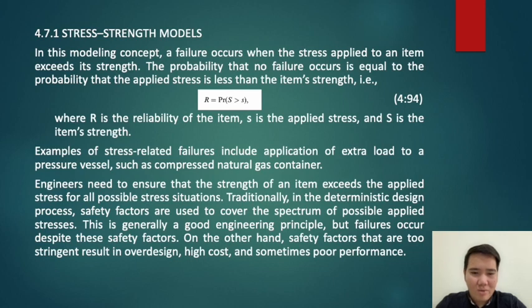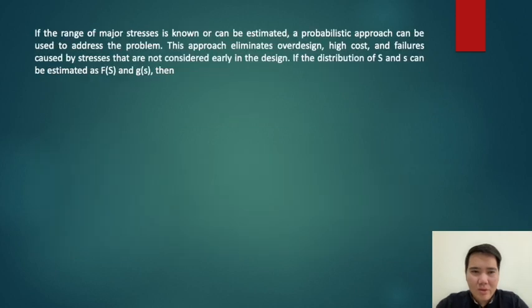Traditionally, in the deterministic design process, safety factors are used to cover the spectrum of the possible applied stresses. This is generally a good engineering principle, but failures occur despite these safety factors. On the other hand, safety factors that are too stringent result in over-design, high cost, and sometimes poor performance. If the range of major stresses is known or can be estimated, a probabilistic approach can be used to address the problem. This approach eliminates over-design, high costs, and failures caused by stresses that are not considered early in the design.